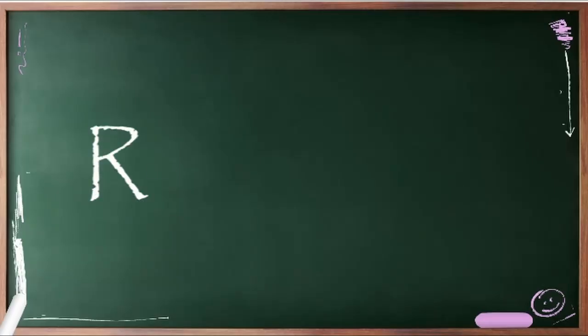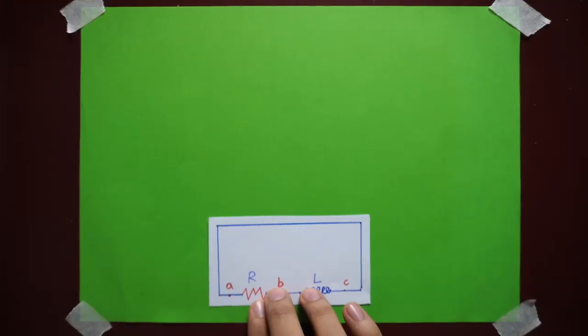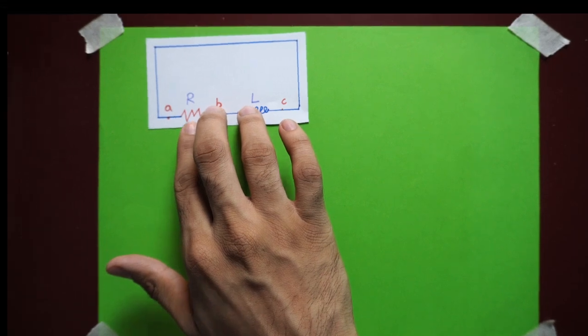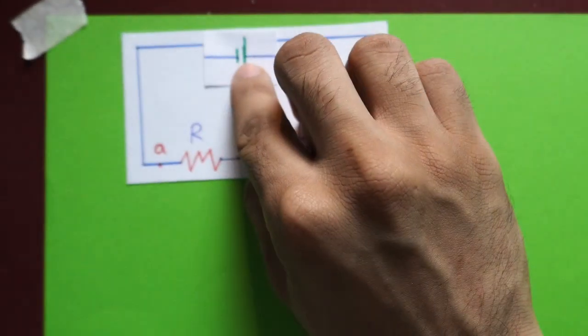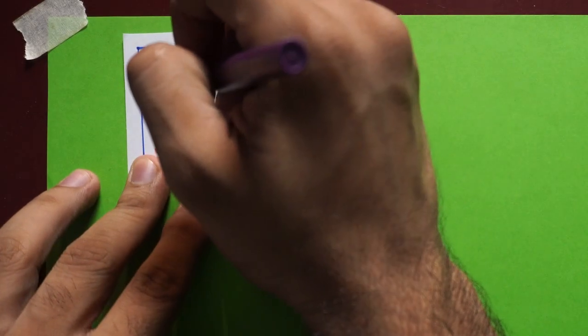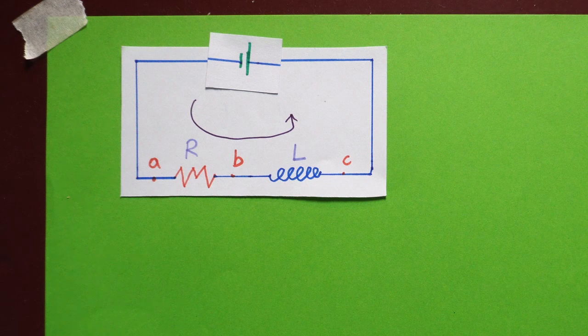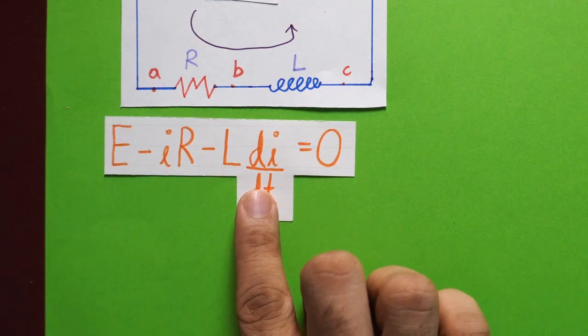Let's begin with the first concept, the RL circuit. Let's say we have an LR circuit just like this, with a battery attached to it. We apply Kirchhoff's loop rule, which states the sum of EMF in the circuit is equal to 0.